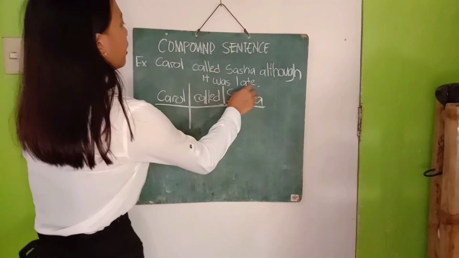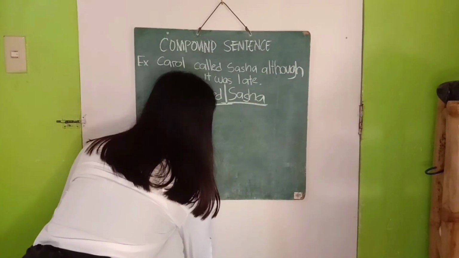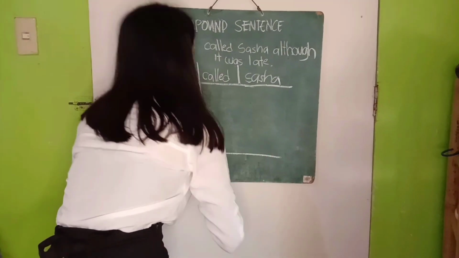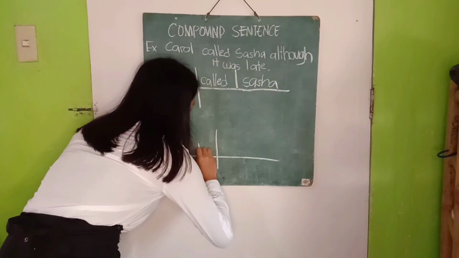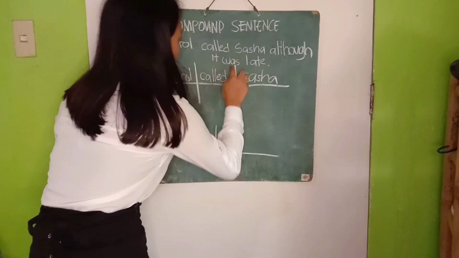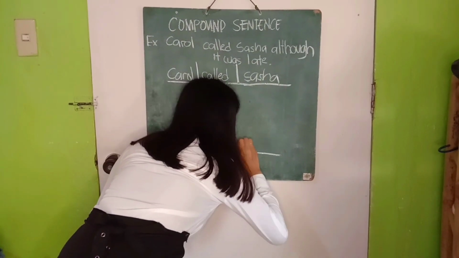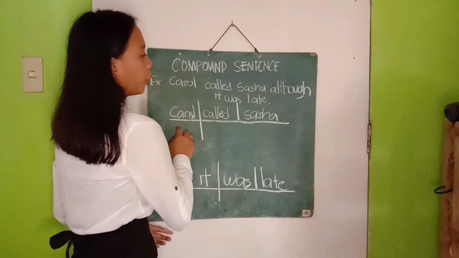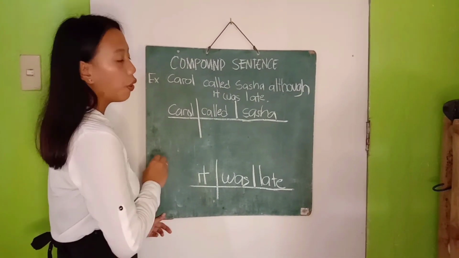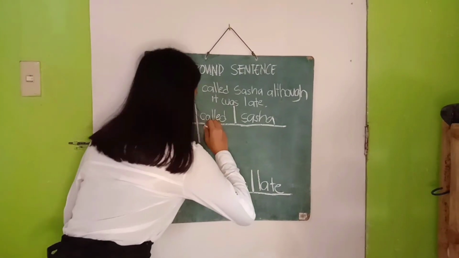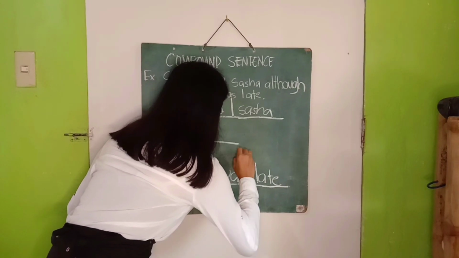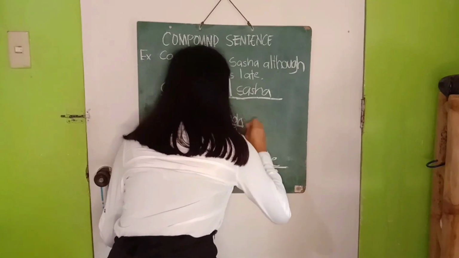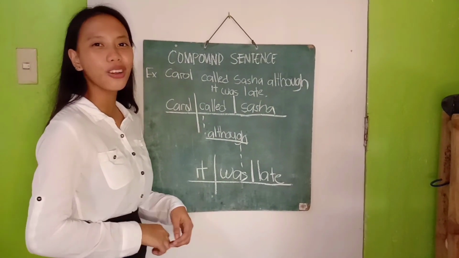And for our second independent clause, draw horizontal and vertical lines. It is the subject. And was is the linking verb. And late is the complement. To join the two independent clauses, draw a dotted line and put the conjunction. That's how we diagram a compound sentence.